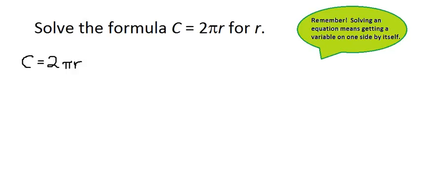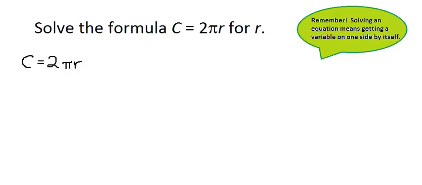Welcome to a simple example of solving formulas for a variable. The first thing that is really important to remember is what it actually means to solve. We tend to think about solving as meaning getting some sort of answer or a number specifically, and we want to start getting away from thinking about that because that's usually not what it actually wants us to do when it says solve.